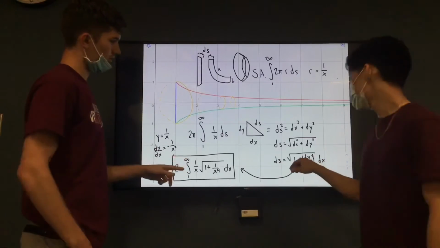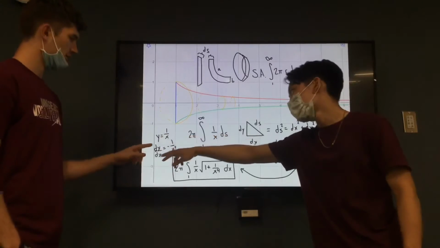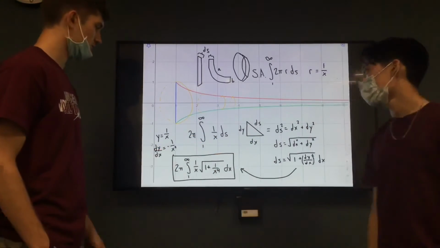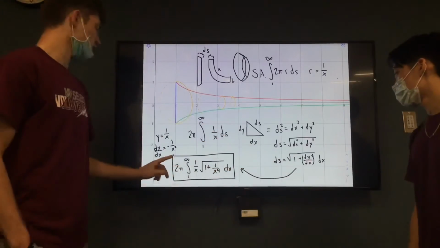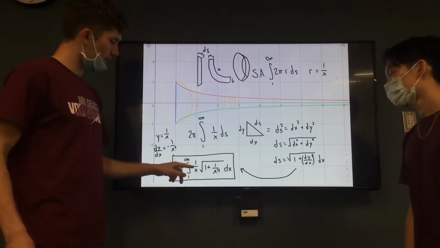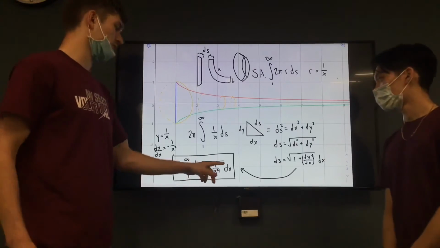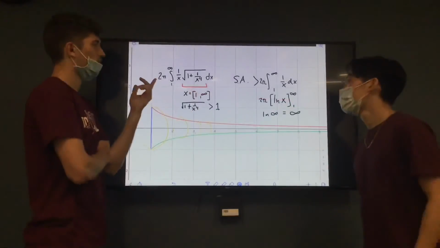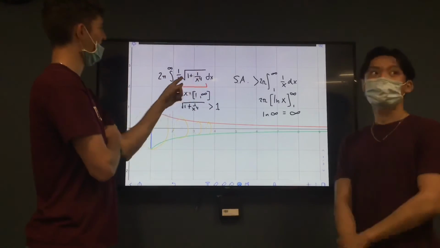To find dy over dx, we used the original equation 1 over x, derived that and got negative 1 over x squared. And we were able to plug that into our final integral over here. So our final one is 2 pi times the integral from 1 to infinity of 1 over x times the square root of 1 plus 1 over x to the fourth, times dx, for our surface area.